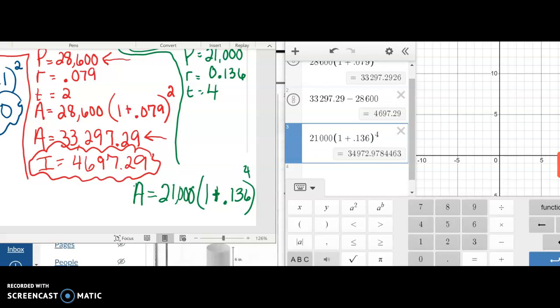So my total amount that I'll have after the 4 years, 34,972 and 98 cents. So my total amount there, that's actually very good because only 4 years and you almost doubled your investment. That's very good. Now you have 34,972. You really didn't have to do anything. Whoever borrowed the money from you did the work.